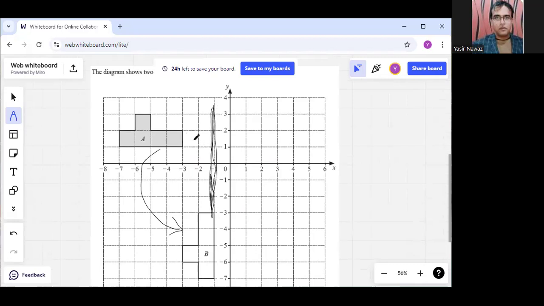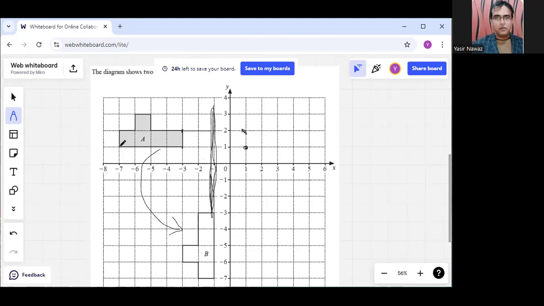Now I will find its mirror image in this line. So how much is this part away from this line? Because this line is at minus 1, it is 2 unit away. So I will draw the point 2 unit away from the mirror line on the right hand side. So here. Again this point is also 2 unit away from the mirror line. So this point is also 2 unit away from the mirror line on the right side.